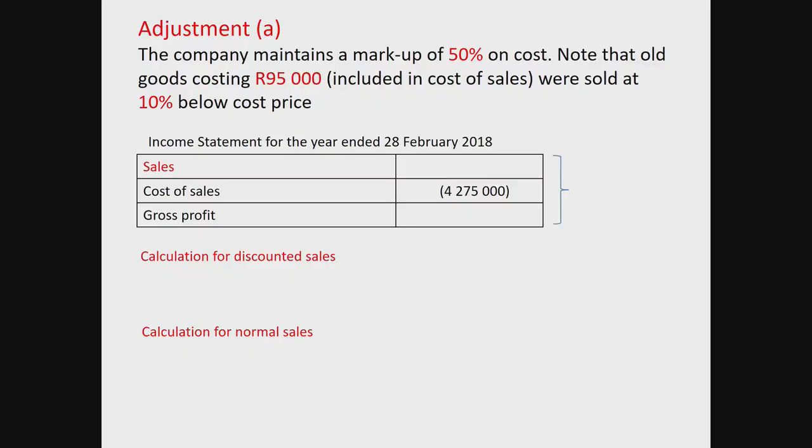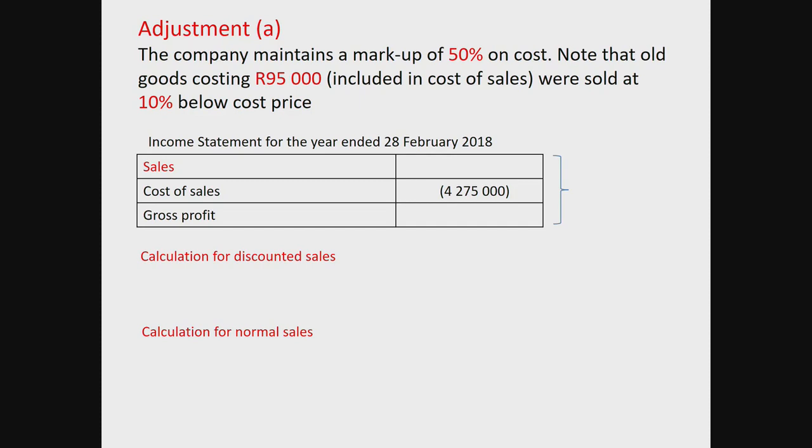For example, if adjustment A talks about the company having a markup of 50%, I'll be concentrating on the item sales. So in your item column on your answer sheet, you will be writing sales. And in your section column in the answer sheet, that will come from the trading section, because normally sales, cost of sales and gross profit come from the trading section. Okay. So what I've done, I have adjustment A. It says that the cost of sales figure, which is given in your income statement, is 4,275,000. The business uses a markup of 50%.